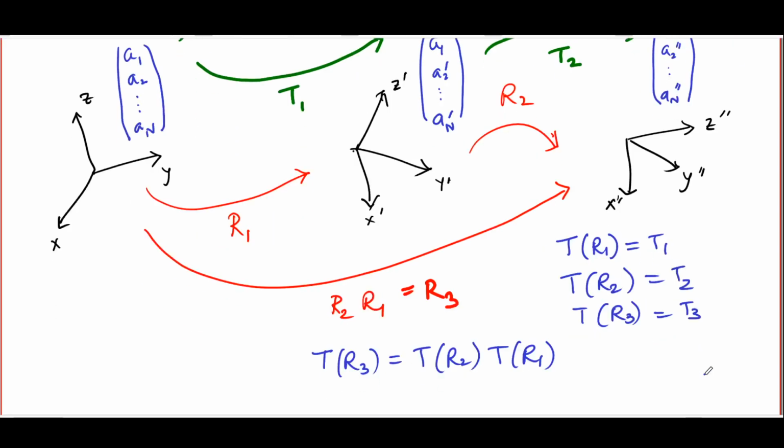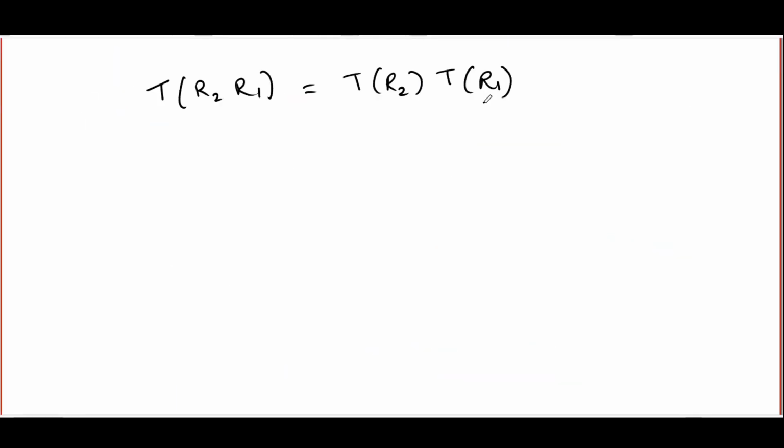Notice that TR3 has to be equal to TR2, TR1 according to our demand, and this translates to this property for our map. T, when fed the argument R2, R1, must give you the product or the composition TR2 times TR1. This mathematical statement happens to embody our demand that whether we get to our coordinate system in one go by carrying out a single rotation R2, R1, or whether we go there in two steps should not make any difference to our final values, the numbers which we use to describe our physical object in the final coordinate system.